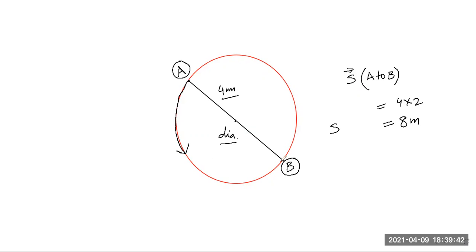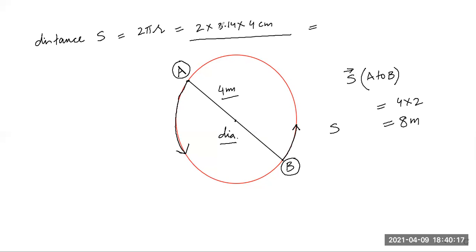Interesting thing, students, if he keeps traveling, let's say he does not stop at B, he keeps traveling and after some time he comes back to A. Now, what is the distance traveled by the person? Distance traveled by the person is equal to the circumference of the circle, that is 2 pi r, that is equal to 2 into 3.14 into r, which is 4, approximately 24 centimeter, little more than 24 centimeter.